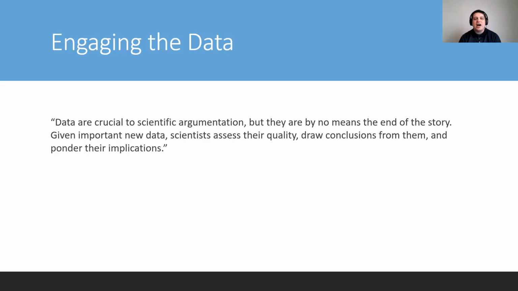The author of the chapter points out that data are crucial to scientific argumentation, but they're not the end of the story. And I like this point because it comes back to the controlling metaphor of the book, which is conversation. That when we have new data, we don't just say, well, that happened. We did this experiment. Say, all right, is this reliable? Is this the right kind of data for the questions we're asking? What conclusions can we draw here? And what does this mean moving forward? Has this changed how we should act or think about this issue?